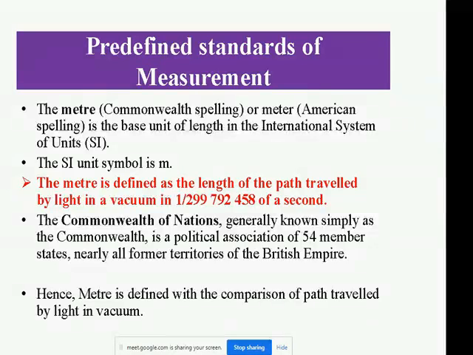Hence meter is defined by comparison with the path travelled by light in vacuum. So we can say 1 meter means 1 upon 3 into 10 to the power 8. That is known as 1 meter.